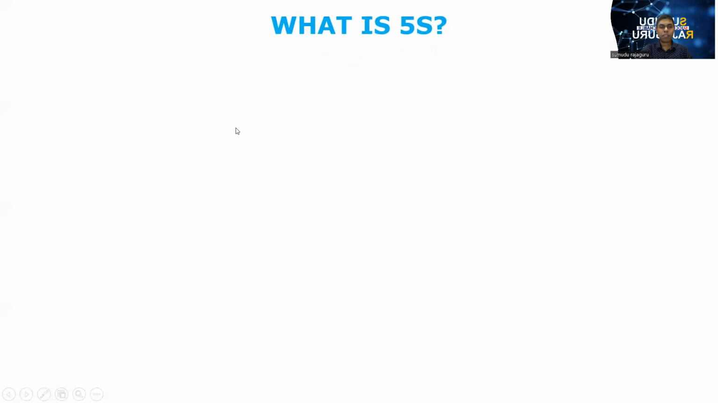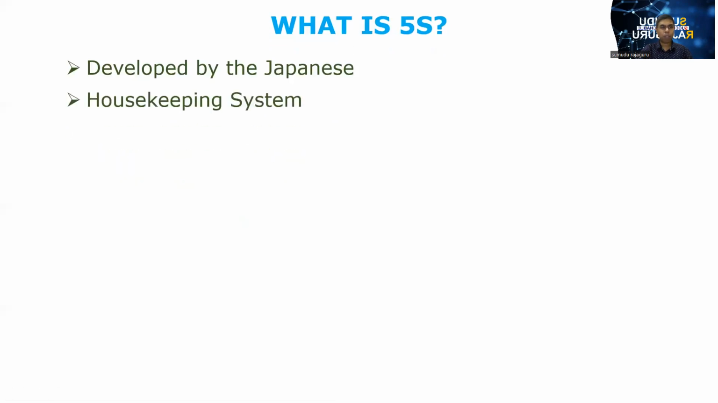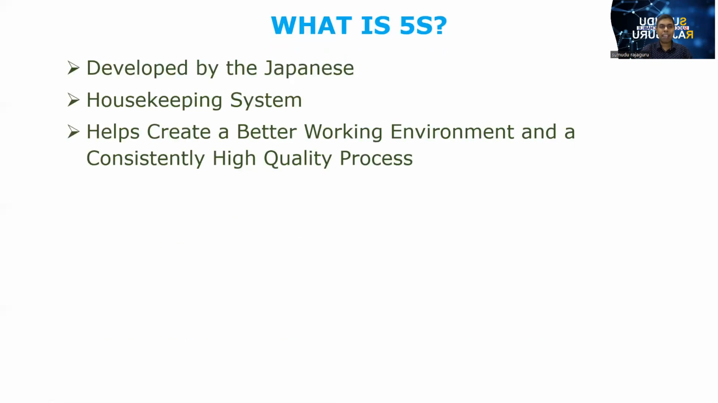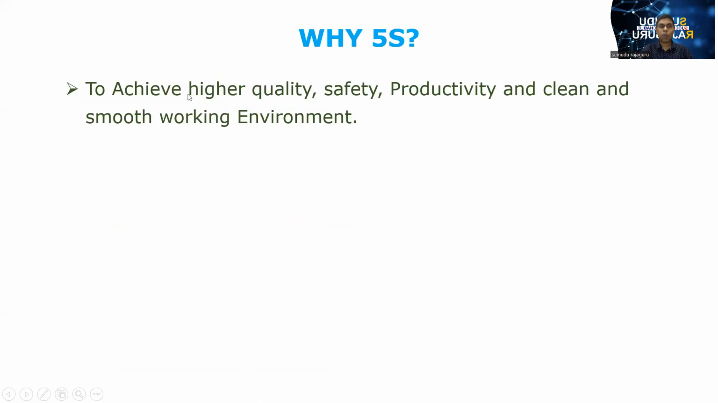So what is 5S? Everyone knows. This concept was developed by the Japanese. It is somewhat of a housekeeping system that helps create a better working environment and a consistent, high quality process. Then why do we want 5S? To achieve higher quality, safety, productivity, and a clean and smooth work environment.